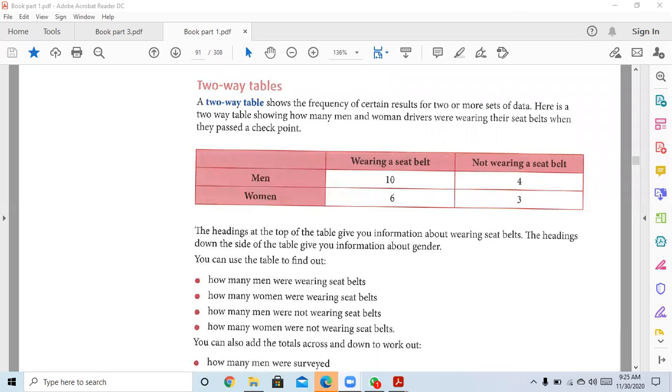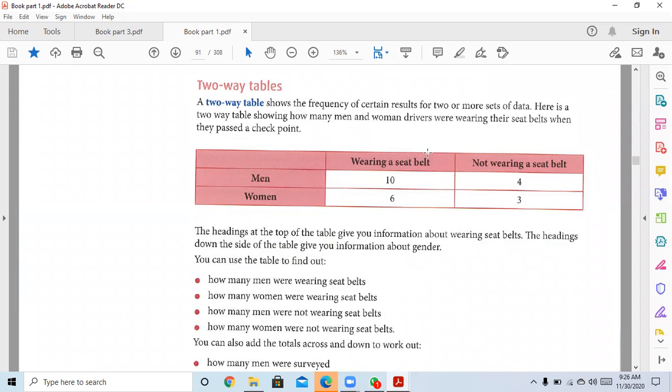So let's begin our topic today. Our topic is two-way tables. A two-way table shows us the frequency of certain results of two or more sets of data. Like you can see here, there are two-way tables that you can see here.